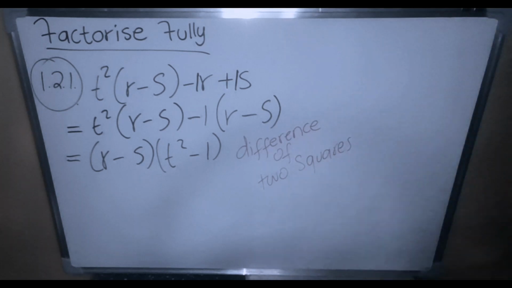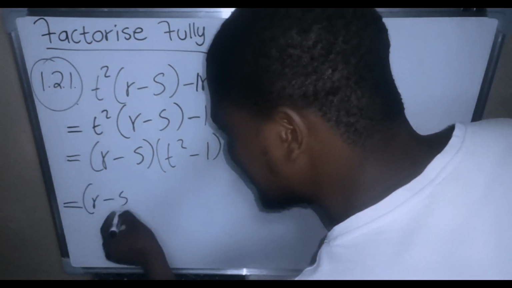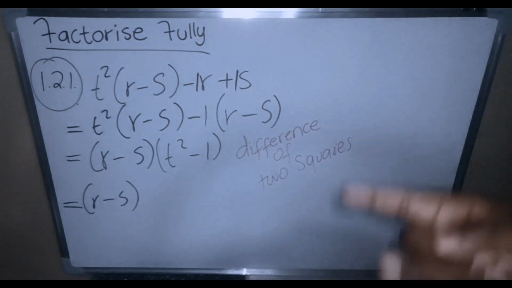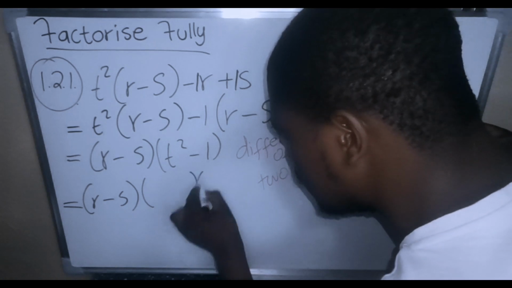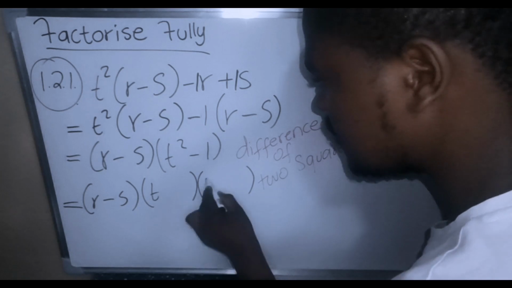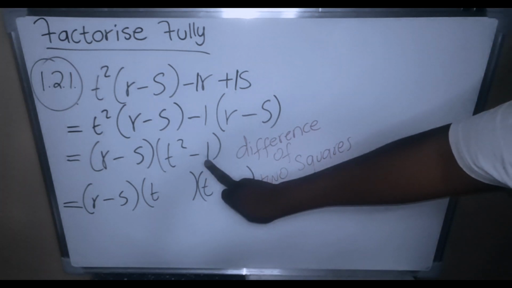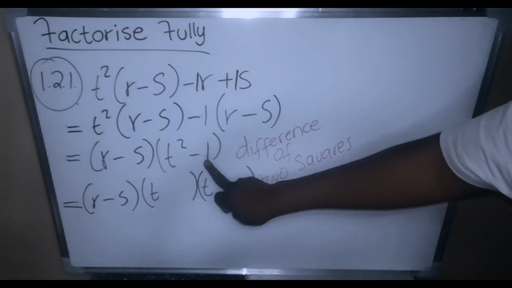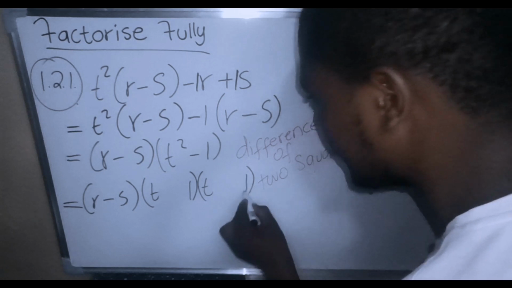You need to simplify further. It's a must to simplify it further. Now we've got r minus s. Then the difference of two squares, you must know it by opening two brackets. First thing first, open two brackets. What are the factors of t squared? It's t and t. Now, which two numbers can I multiply to give me 1? Which two numbers can I multiply to give me 1? 1 times 1 is 1. Therefore, it's 1 and 1.